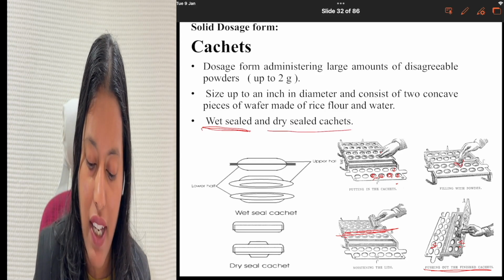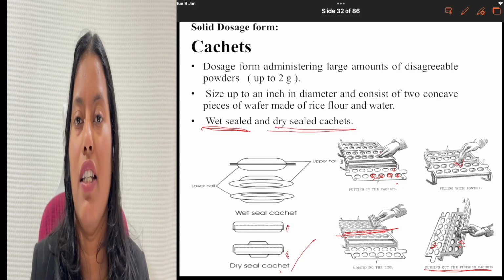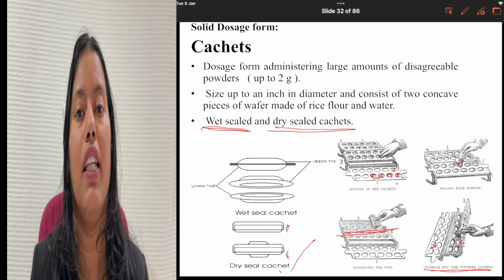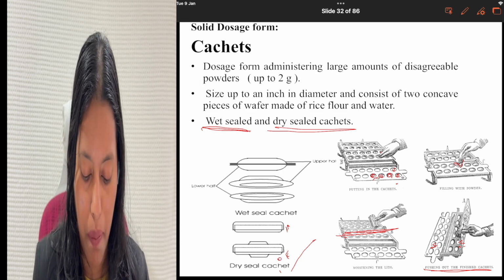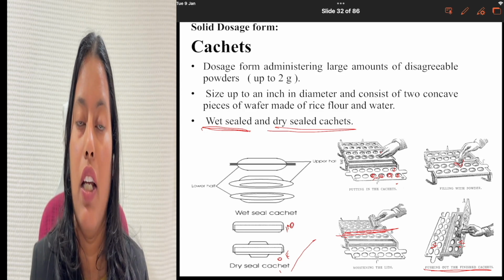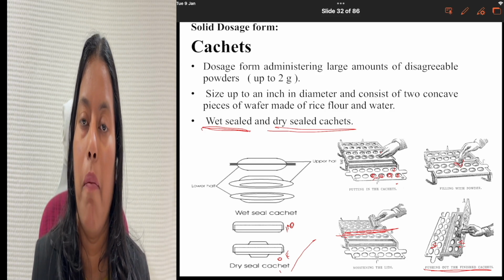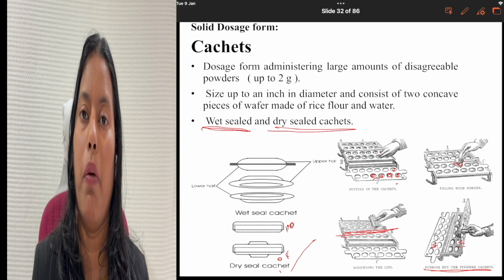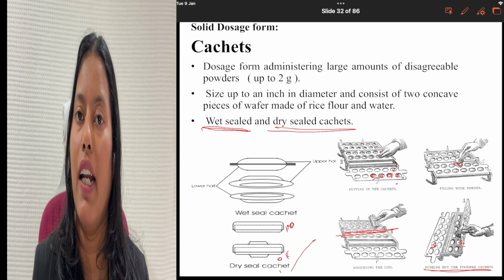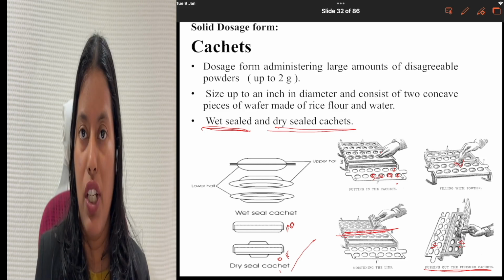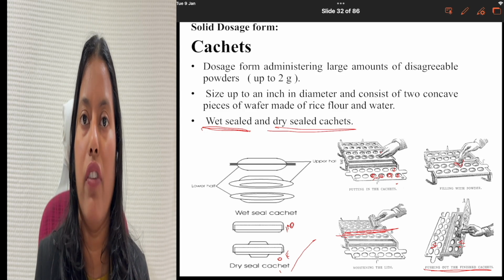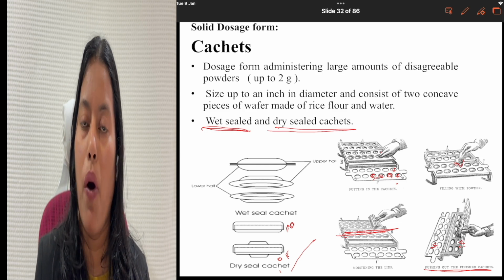Next, you have dry seal sachet. Dry seal sachet is like placing a lid. So you have the lower part and the upper part. Into the lower part, the powder is placed, and the upper part is placed onto the lower part, and they are closed together, and it is like a lid action. Edges of the wafers are interlocked with each other, enclosing the powder inside.